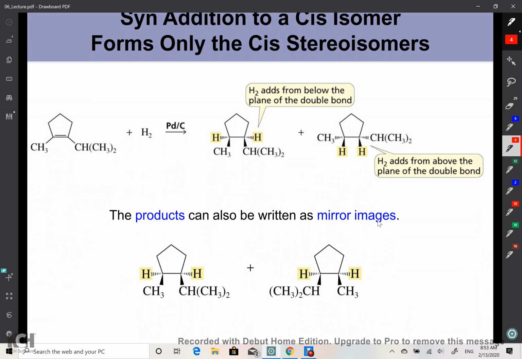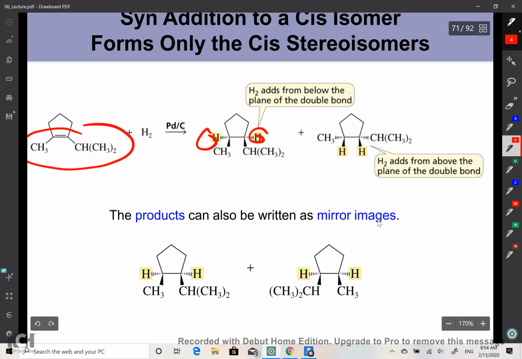In addition to a cis isomer, it forms only the cis stereoisomer. So it's the same thing we've been talking about. We have a cis isomer over here, and so we expect our product over there to be an erythro because we're doing a syn addition. So these products are erythro. If you draw the Newman projection, the hydrogens will be added on the same side, either above or below the double bond. I don't know why we had to repeat this slide.